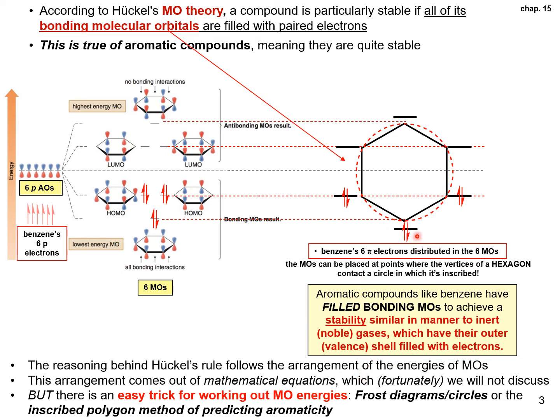All you need to do is take the ring size that you're working with, inscribe it in a circle, draw it so that one of the vertices is pointing down, and wherever the edge of the ring, one of the vertices, touches the circle in which it is inscribed, that's going to be where the energy level of one of the molecular orbitals is. And if you draw a line right through the middle of the circle, above that line would be antibonding, below that line would be bonding, and on the line itself would be non-bonding molecular orbitals.